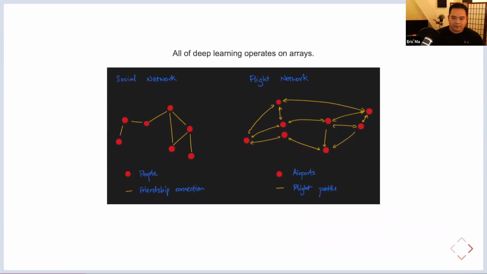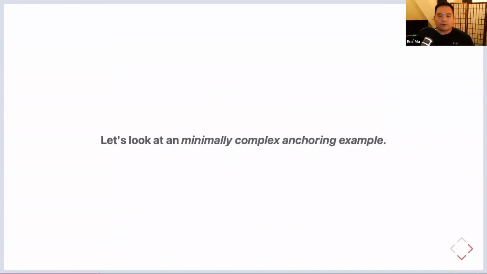Now, herein lies the problem. Everything about deep learning operates on arrays. These guys here, they don't look like arrays. So that begs the question, if we have this thing called graph deep learning, how exactly do we represent graphs as arrays? So that is the first thing that we're going to explore.